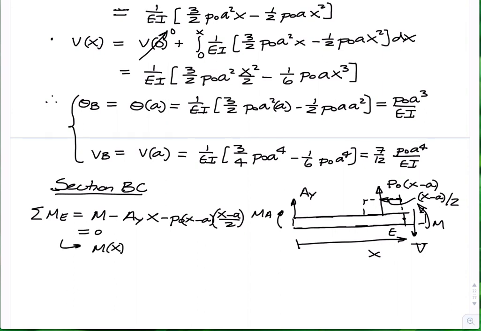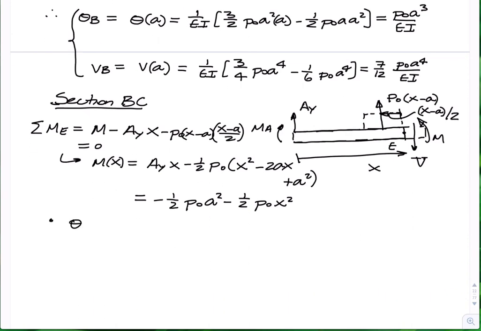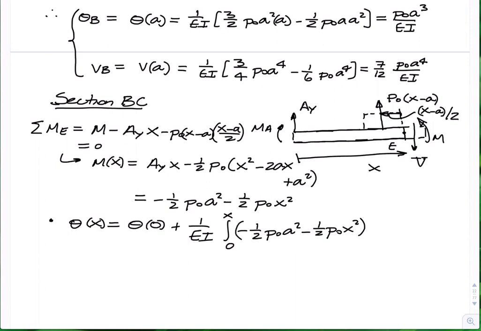So the bending moment in that section between B and C as a function of x is AYX minus a half P naught times x squared minus 2AX plus a squared. And when I put in my value for AY in combined terms, I end up with minus 1/2 P naught a squared minus 1/2 P naught x squared. So that's great, because now, to find the rotation of deflection between B and C, I'll use the integration of M to give us that rotation. So that's going to be minus 1 half p naught a squared minus 1 half p naught x squared, again integrated over x.